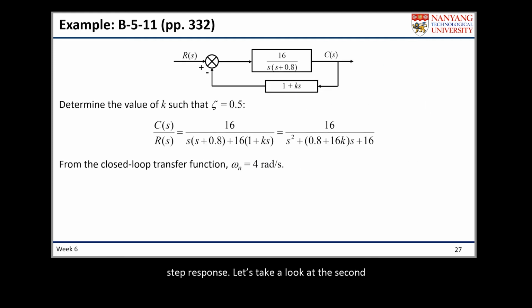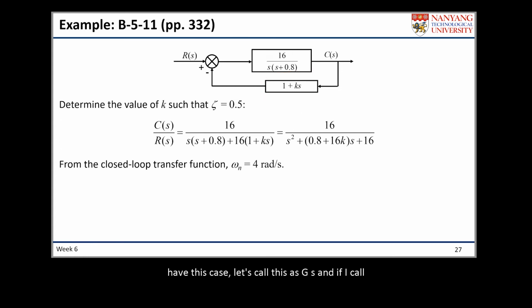Let's take a look at the second example here. What you see here is a non-unity feedback system, right? Just to refresh your memory again, why do I call it non-unity? Because you have a transfer function in the feedback part.